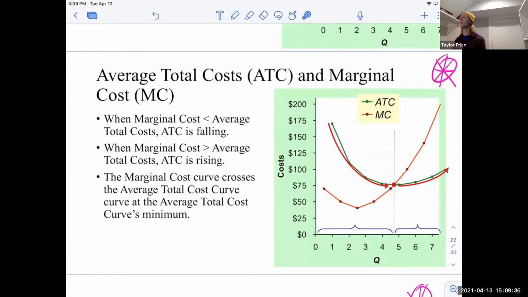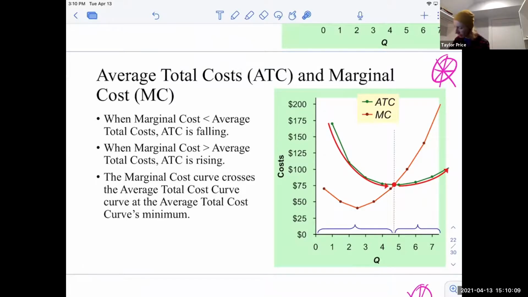Okay, and this is what I mentioned before, where we're talking about that intersection point. The marginal cost curve crosses the average total cost curve at the average total cost curve's minimum point. So this intersection point right here, that is where average total costs are at a minimum. Where the marginal cost curve intersects the average total cost curve, that's when average total costs are at a minimum.